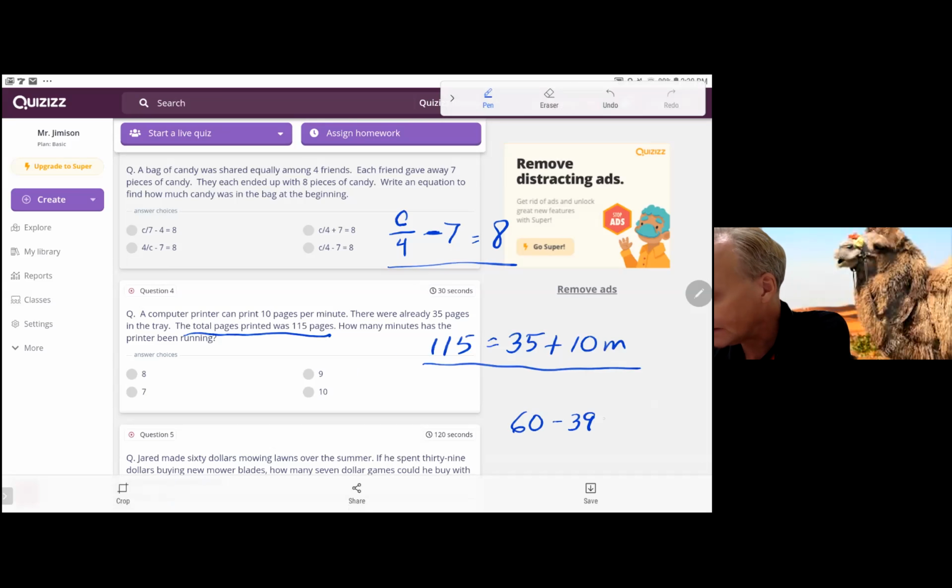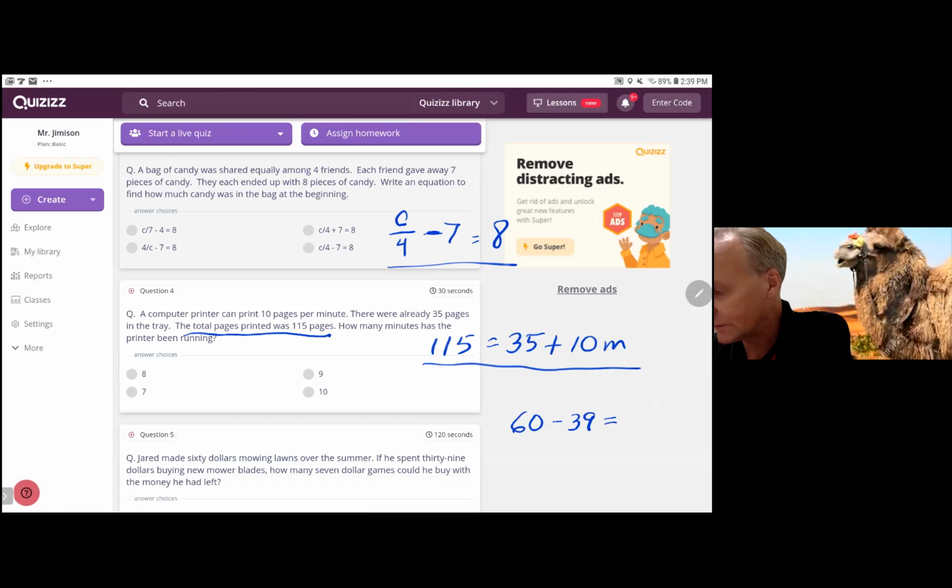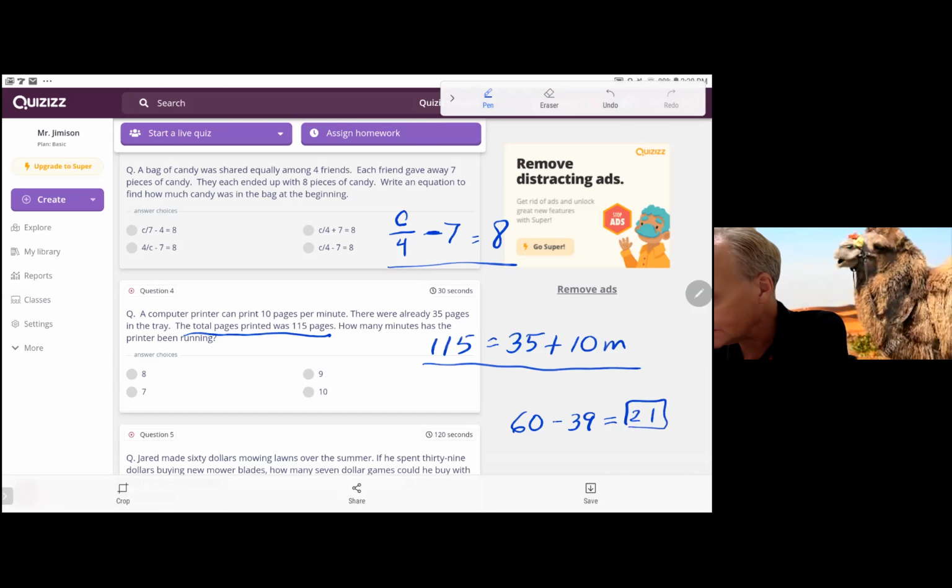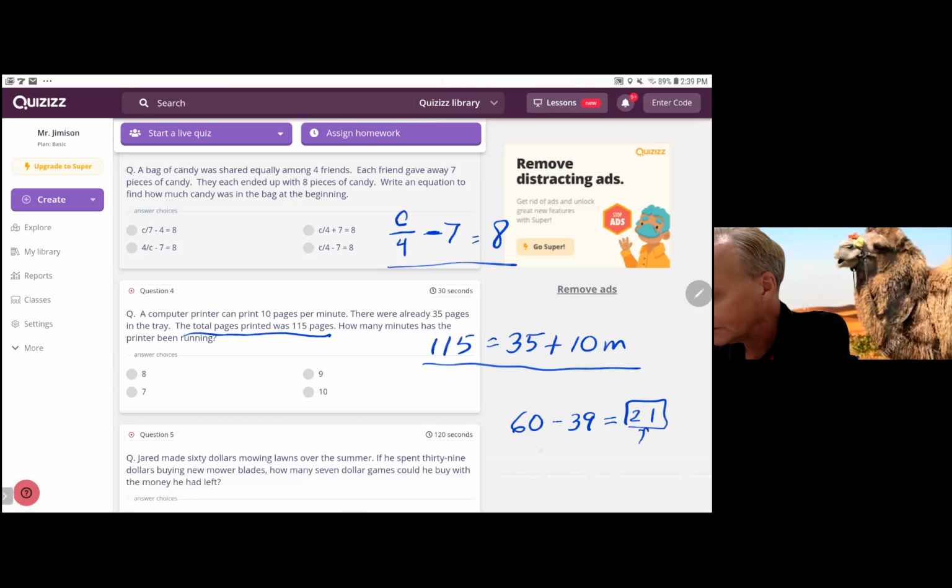So the money he had left is 60 minus 39, which is $21 left after he bought the lawnmower blades. How many $7 games can he buy with $21? So $7 games can he buy with the money he has left?